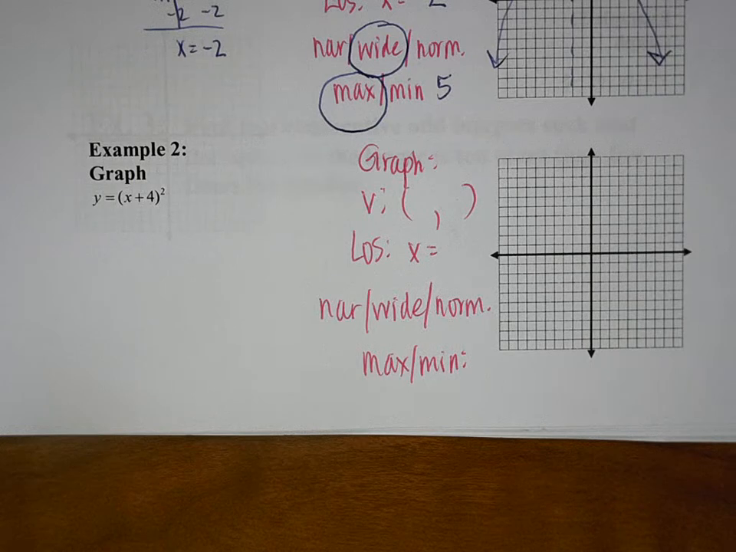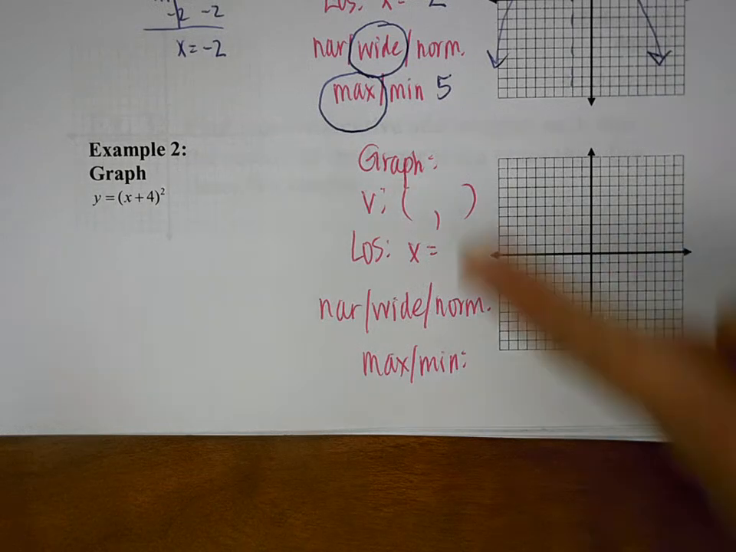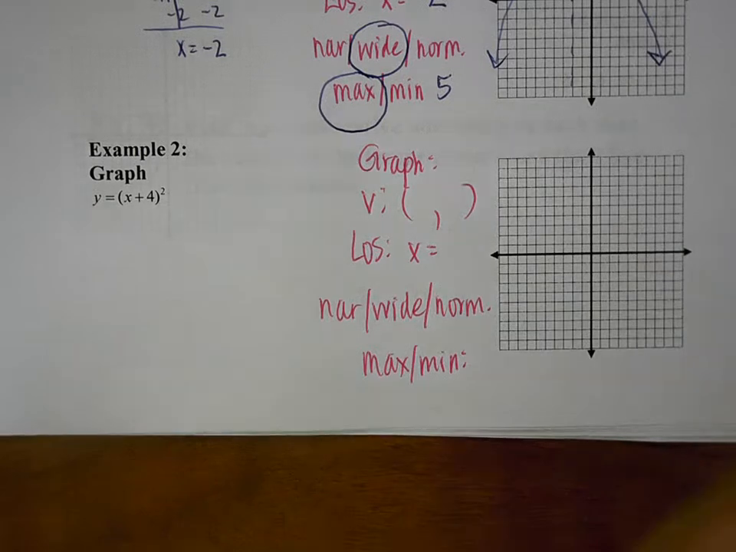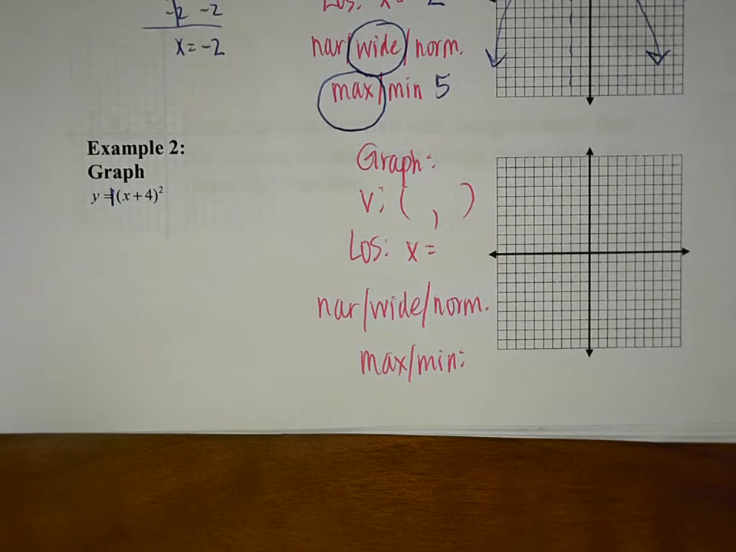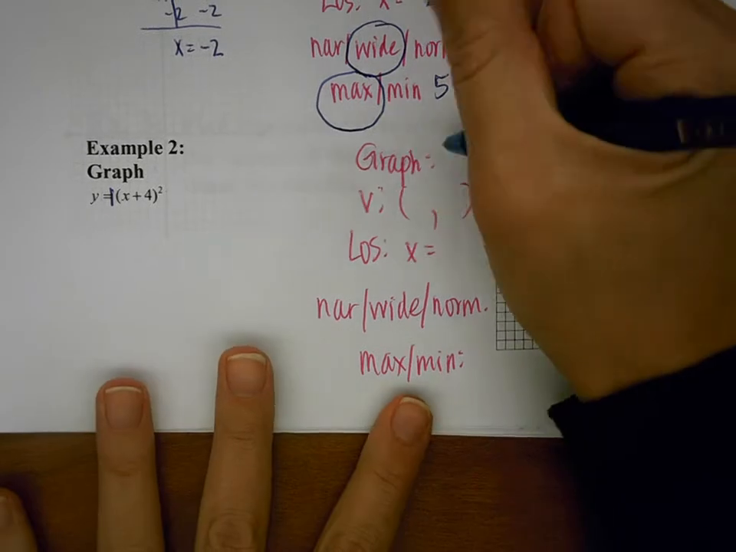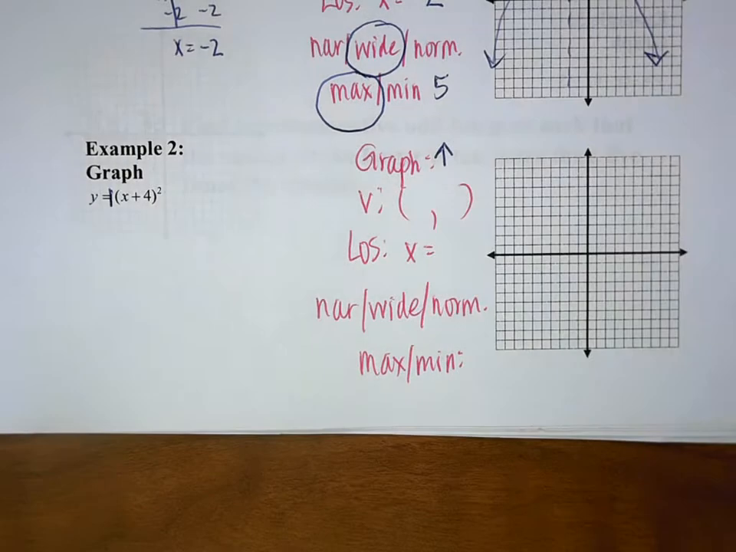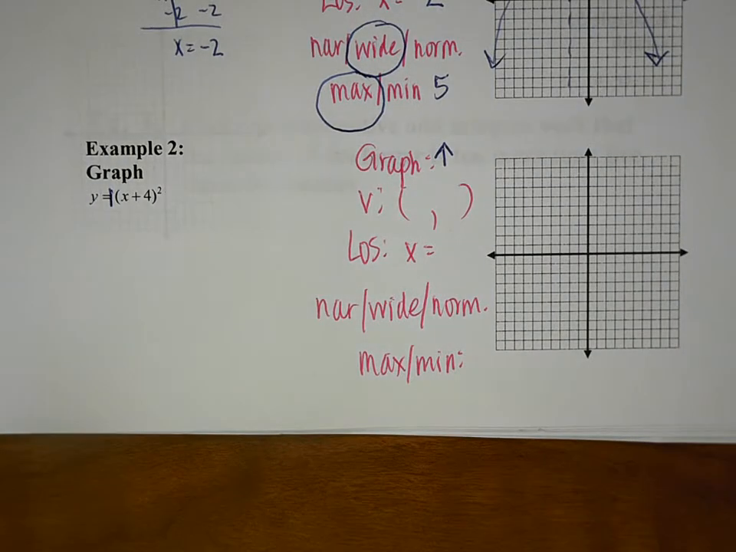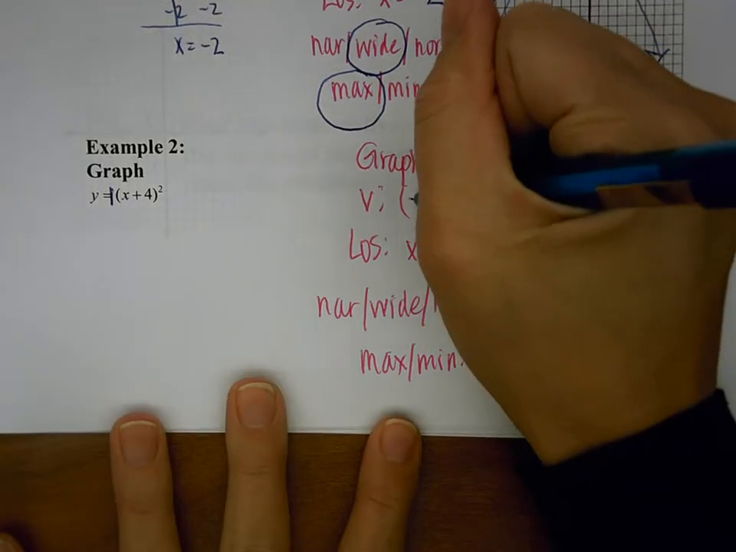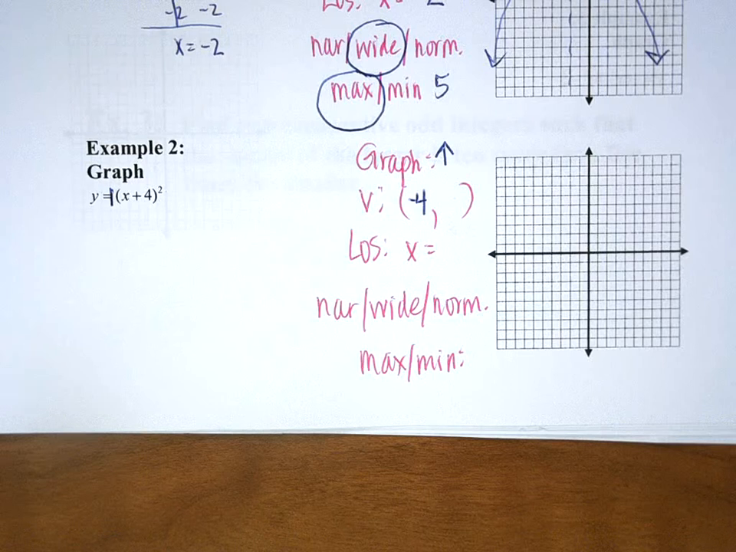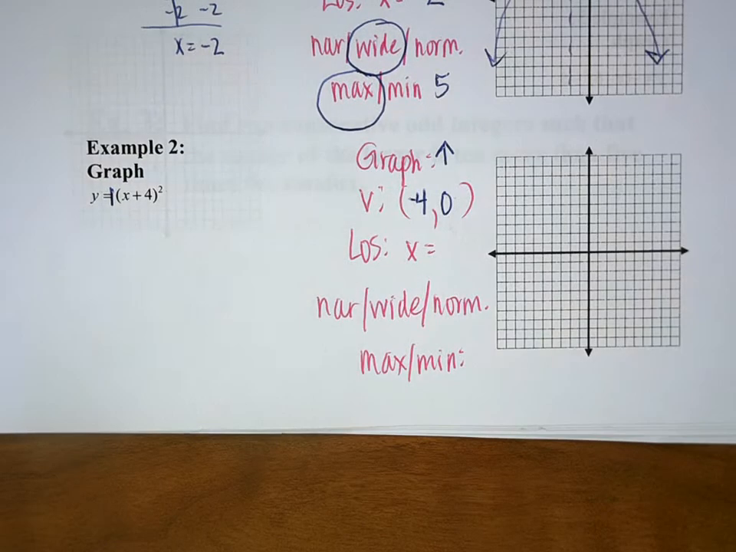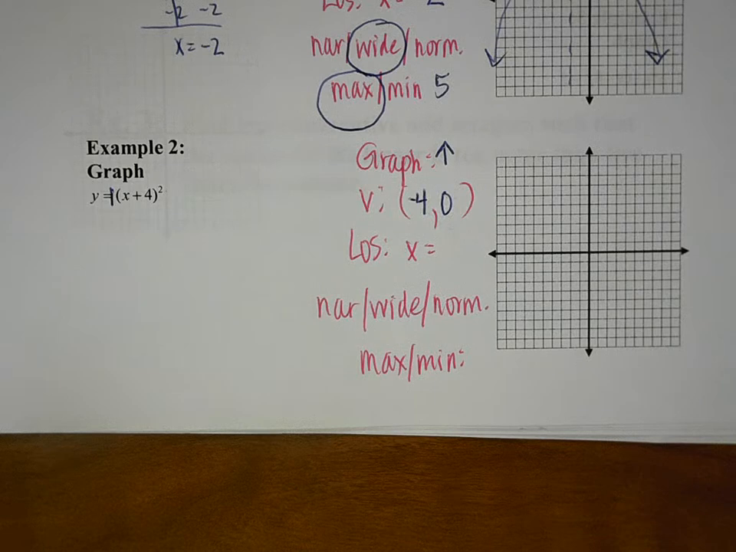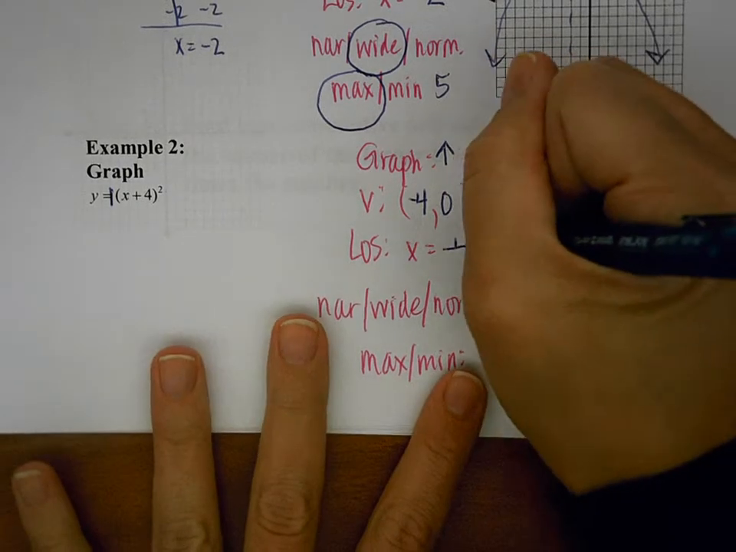Okay, so in this one, if there isn't a number in front, what number is there? 1. A 1, okay? And that 1 is positive. Which way is my graph going? Up. Okay, my vertex. What is the x value of the vertex? Good, -4 is correct. What is being added at the end if nothing is there? 0. So it's -4, 0. What is my line of symmetry? -4. Okay, let's go to graph this.